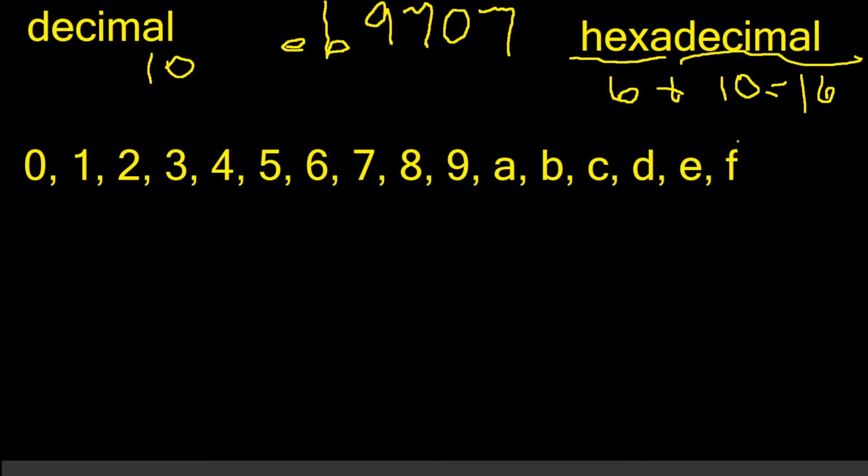Right? So whenever we see an A in a hexadecimal value, we can think 10. Whenever we see a B in a hexadecimal value, we can think 11. Whenever we see a C, we can think 12. Whenever we see a D, we can think 13. E, 14. F, 15. So on and so forth. So when we see this B here, what that B actually is, is an 11. And what that E actually is, is a 14.